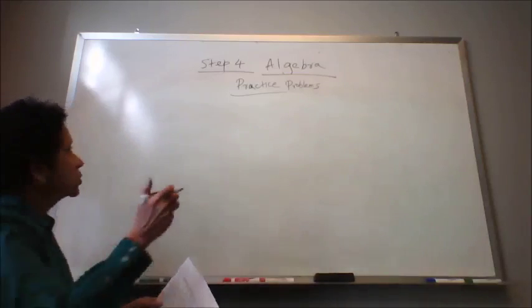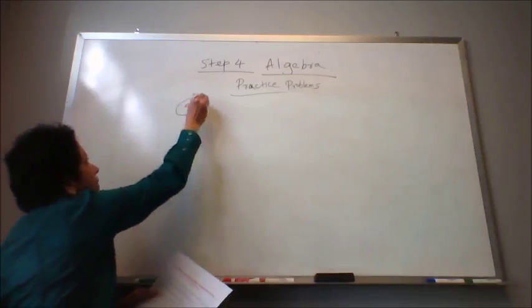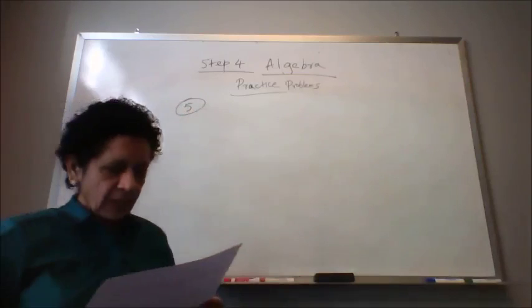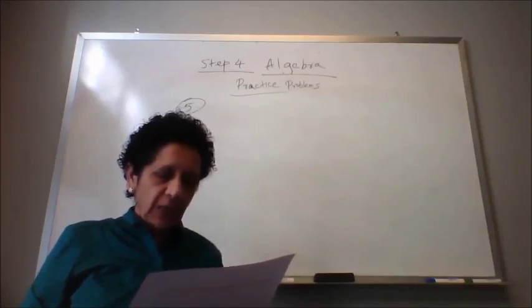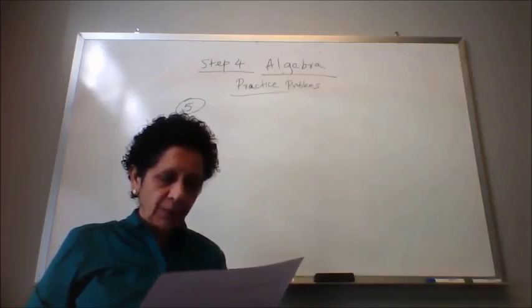So now let's do problem number 5. It says that Tom's salary is $250 more than half of David's salary. Together, if they make $3,250, what is Tom's salary?